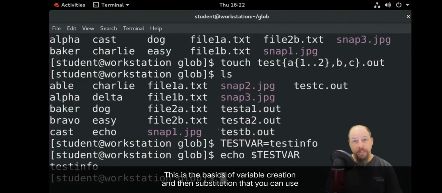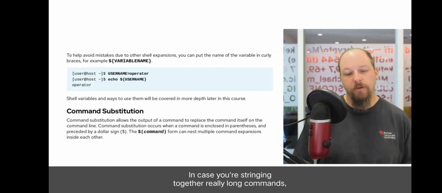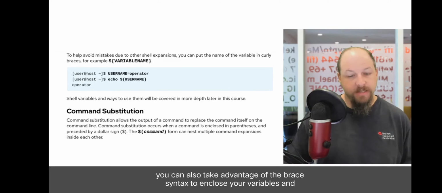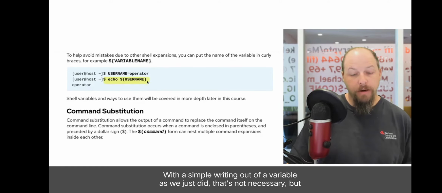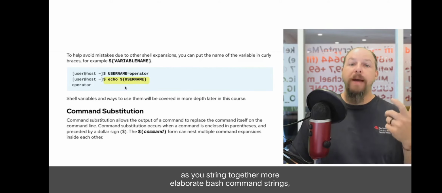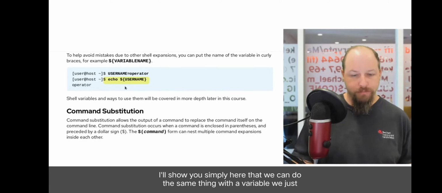This is the basics of variable creation and then substitution that you can use throughout all of your work as you grow as a system administrator. In case you're stringing together really long commands, you can also take advantage of the brace syntax to enclose your variables and ensure that they don't interact with other output. With a simple writing out of a variable as we just did, that's not necessary, but as you string together more elaborate bash command strings, this may become a more prudent approach.